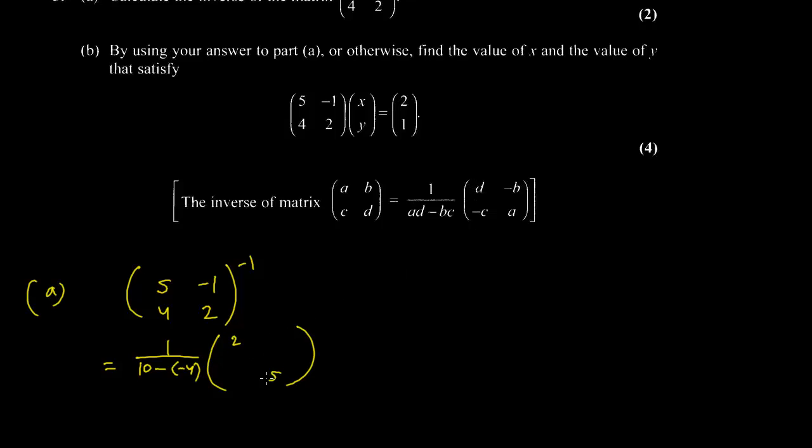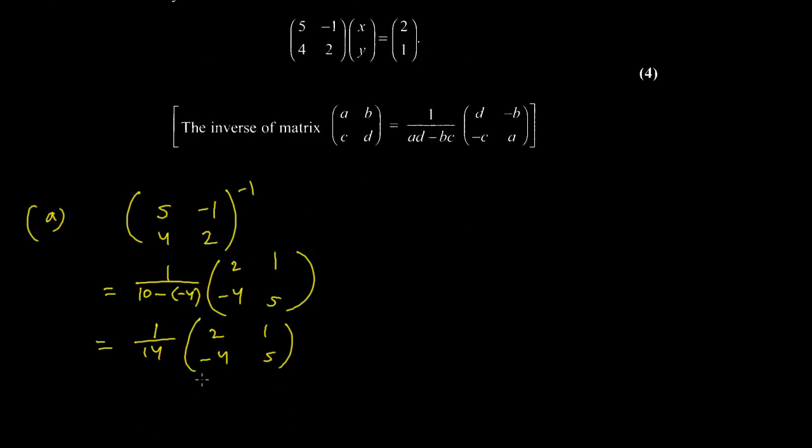So this would be 2, 5, and the sign of this would be changed. So minus 1 would be plus 1, 4 would be minus 4. If we simplify this, this would be 1 by 14 times (2, 1; minus 4, 5). We can either keep it like this or we can multiply it. So let me just multiply this. So 1 by 14 into 2 is 2 by 14.